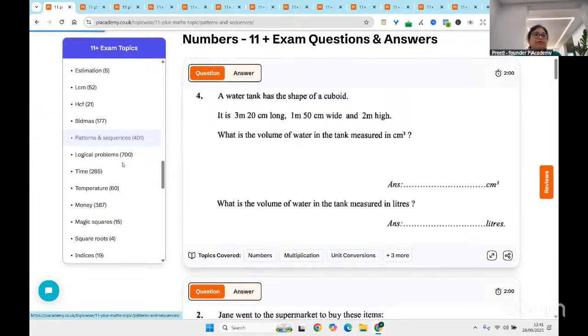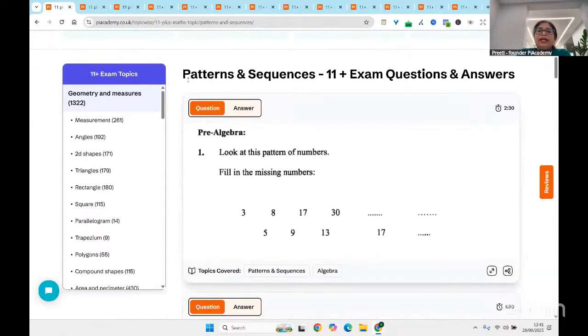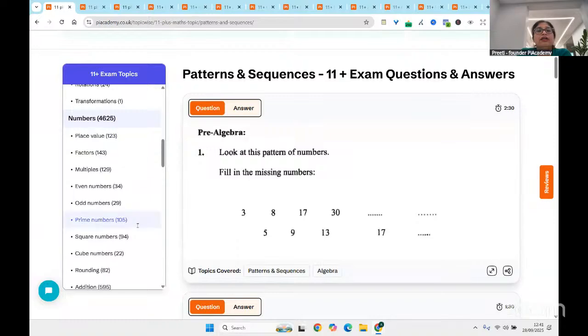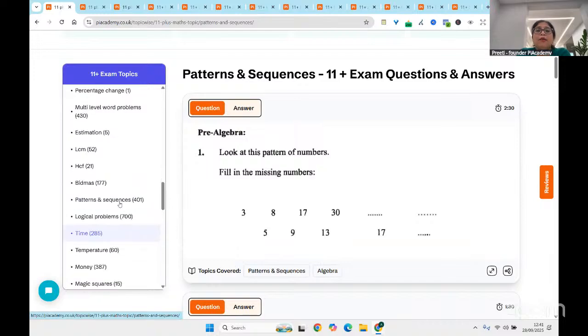So here you go. There is patterns and sequences. We have 401 questions in there. Some parents come and argue with us that this is a very difficult question and this can't be a part of the 11 plus exam. But that's a wrong interpretation, because these questions will definitely come into the 11 plus exam. What you see on our screen is actual questions coming from the past papers. Like I mentioned frequently, these are not our papers, these are actually the school papers. So don't be under the impression that this is a very tricky topic and can't be a part of the 11 plus exam. That's a very wrong interpretation.